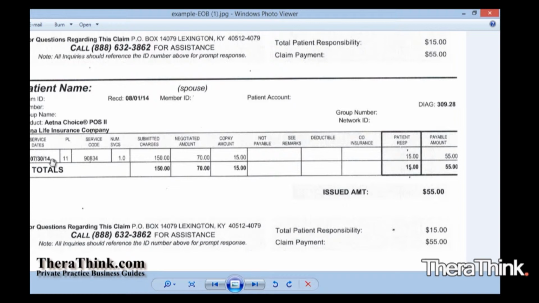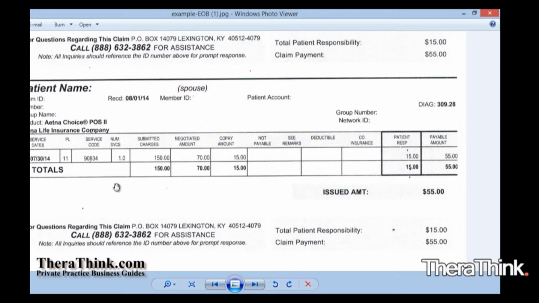So this service date is 7/30 in 2014, and the actual time of day is not relevant for filing claims, so you don't need to worry about that, but of course make sure you have a record in your own calendar. The place of service is 11. That just means that it's in office. The service code is 90834, so that's a 45 to 60-minute individual therapy session, and the number of service units billed is just 1.